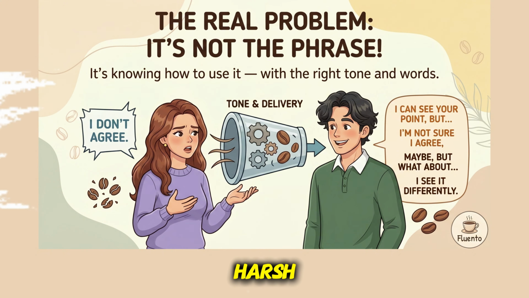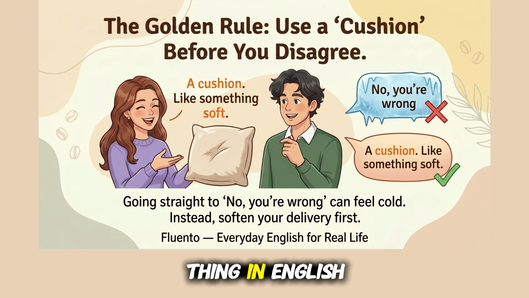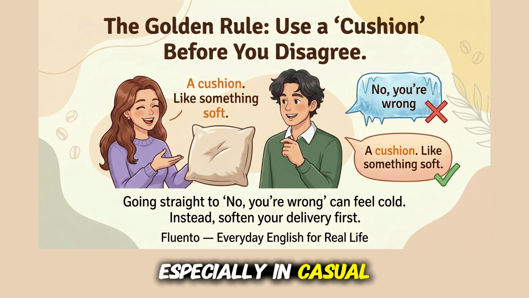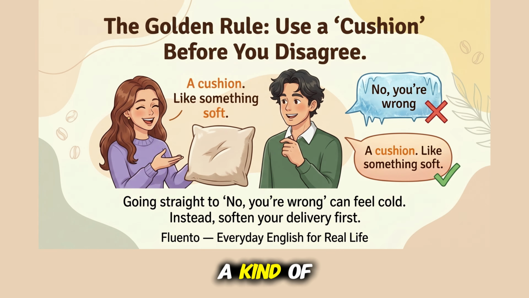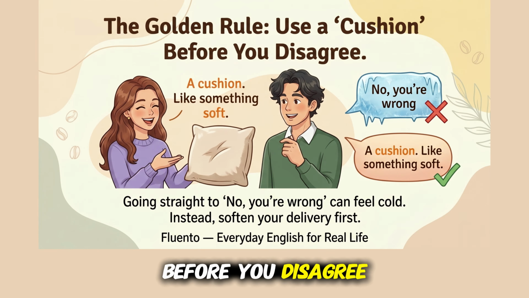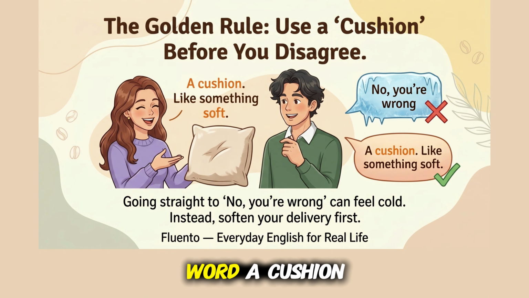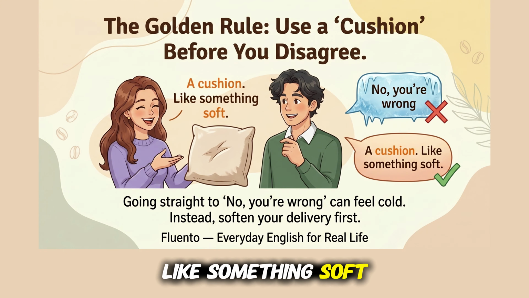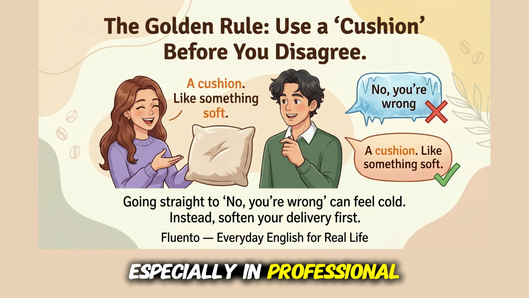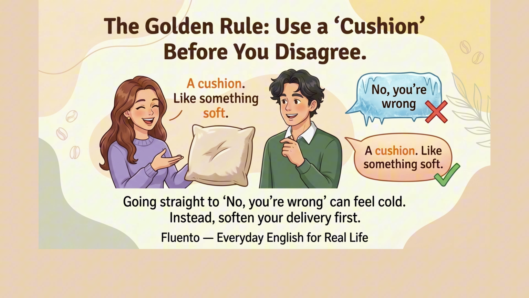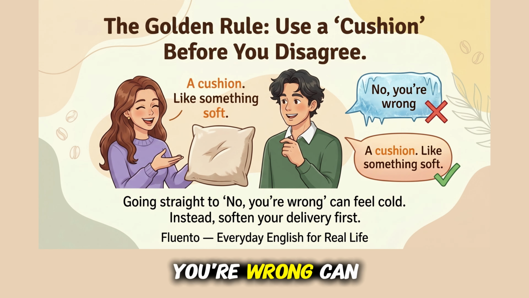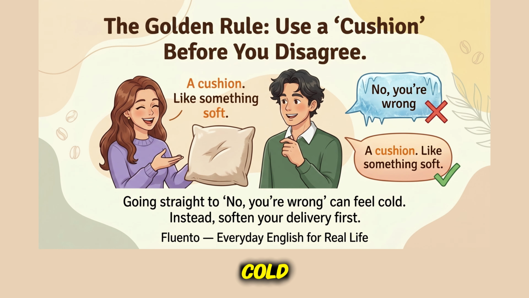out sounding harsh. Because here's the thing, in English, especially in casual conversation, there's almost always a kind of cushion before you disagree. Ooh, I love that word, a cushion, like something soft. Yes, in many cultures you can say, no, that's wrong, and it's totally fine. But in everyday English, especially in professional or social situations, going straight to, no, you're wrong, can feel a bit cold. Even aggressive sometimes.